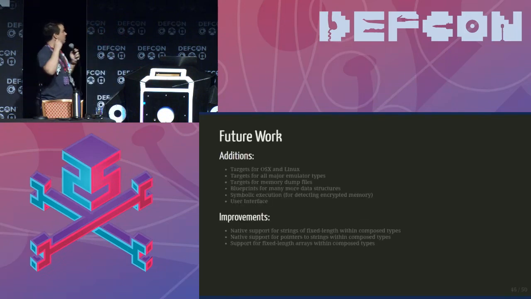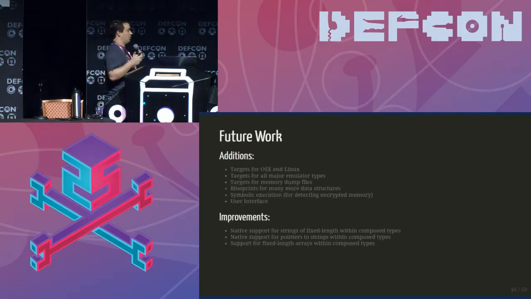So future work. I want to add a lot of stuff. So targets for OS X and Linux, where we just implement that same interface but for these different operating systems, and theoretically it should compile. We're using CMake, we're using nothing Windows specific except for in the Windows scanner target. So if we add targets for OS X and Linux, everything should work. So I want to do that. On top of that, I want to add targets for all major emulator types and for memory dump files, because like I said before, we can scan anything that is bytes while limiting ourselves to processes.